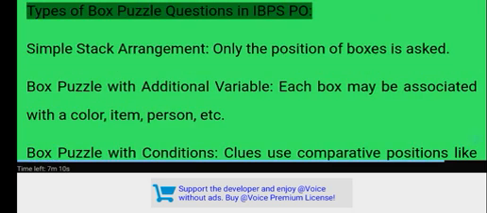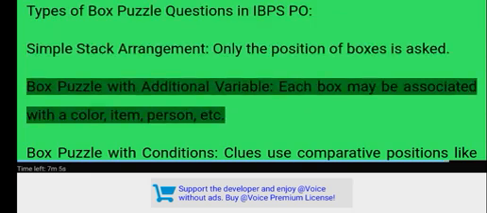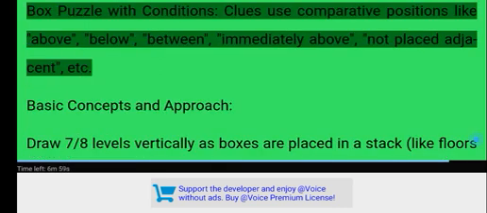Types of box puzzle questions in IBPS PO. Simple stack arrangement, where only the position of boxes is asked. Box puzzle with additional variable, where each box may be associated with a color, item, person, etc. Box puzzle with conditions, where clues use comparative positions like above, below, between, immediately above, not placed adjacent, etc.